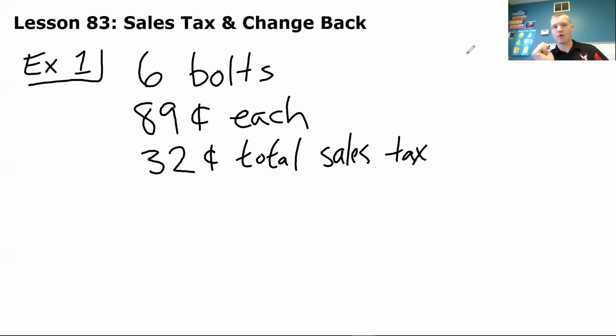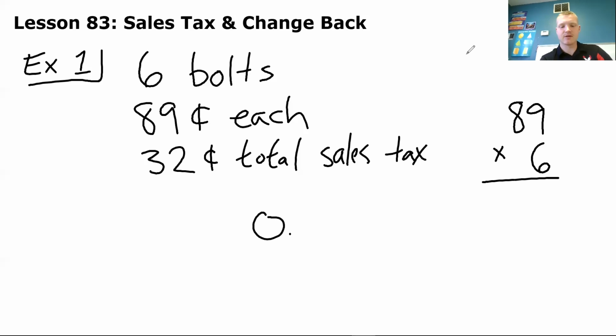So we're finding the total amount. So first off, we need to find out how much the bolts cost. So we are going to do a little multiplication here. So over here off to the side, I'm going to write 89 times 6. And one thing we have to remember is it's 89 cents. So this is actually going to look like this, $0.89. So remember that. So we're going to remember that once we multiply this out.